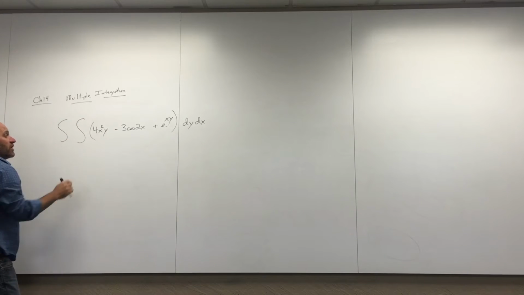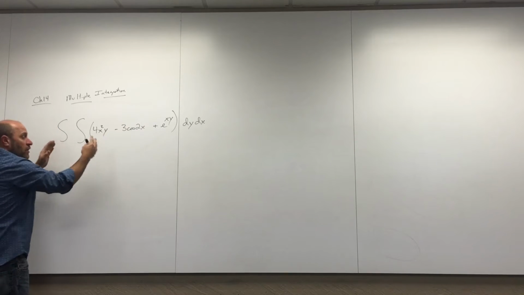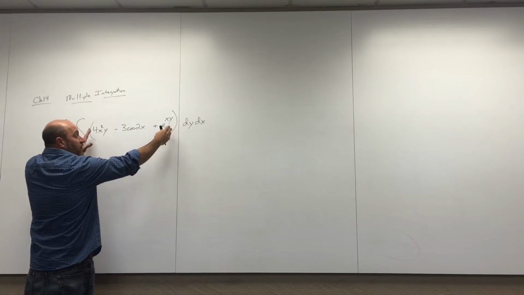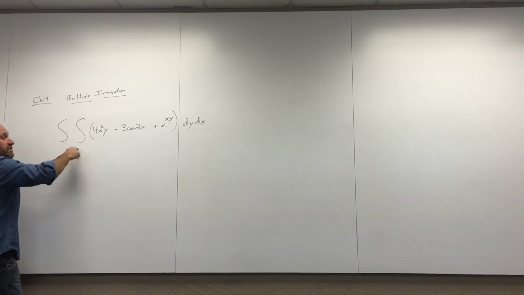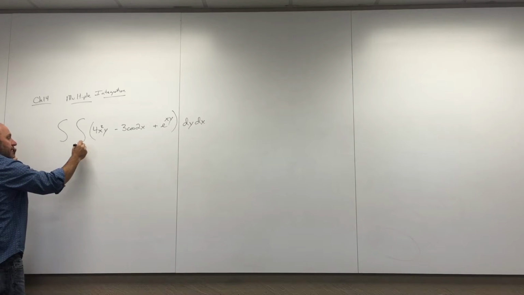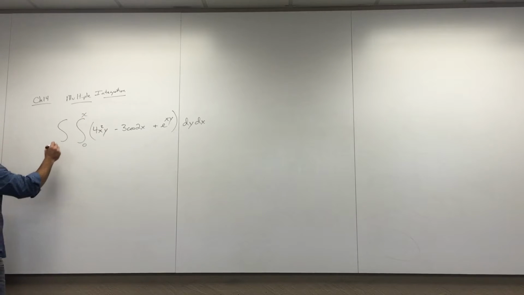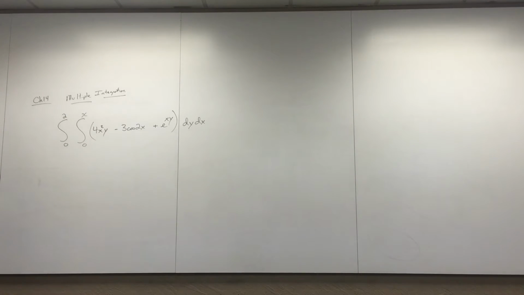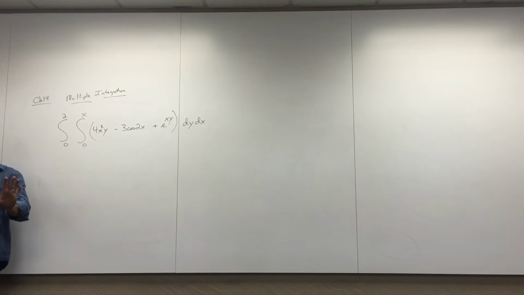I'm going to put some bounds on here, and what you have is an inner integral and an outer integral. When we start working on it, we'll do the inner integral first, then we'll get the answer, and then we'll do the outer integral. The bounds for this inner integral, I'm going to make it 0 to x, and then 0 to 2. I'll explain what all that means, but let's just do the integral first.